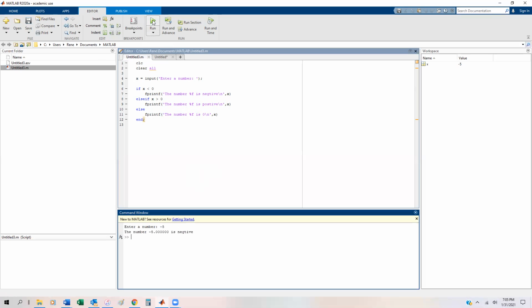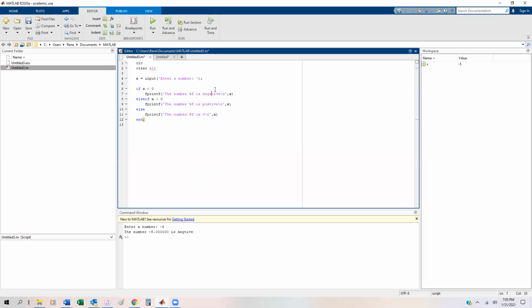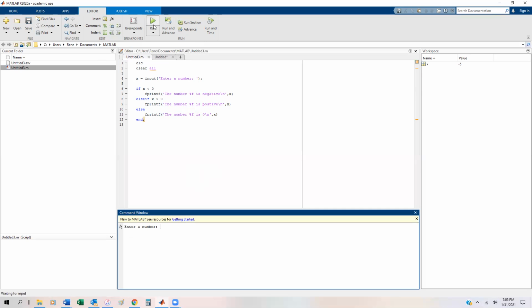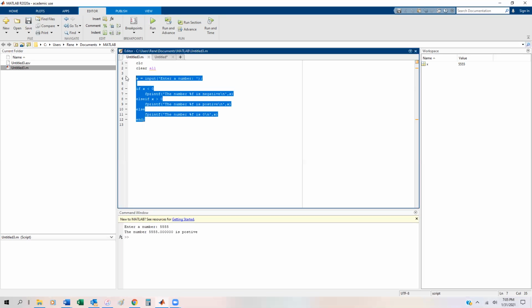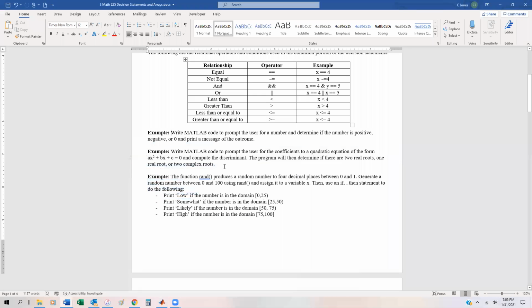Let's say -5, and the number -5 is negative. And I spelled negative wrong. And finally, let's just say x is 55555, and that's a positive number. So this is essentially how our if-then statement is going to work. So pretty easy, right? Not too big of a deal.